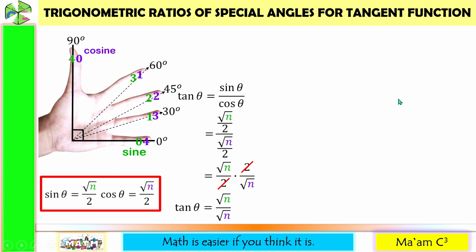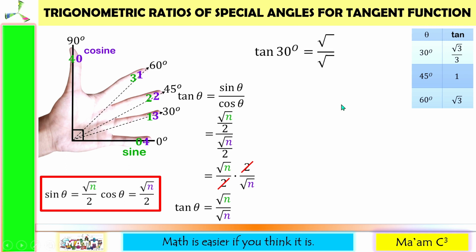Let us recall the table for tangent and let us start with tangent 30 degrees. This is the square root of green n divided by the square root of purple n. So 30 degrees, the green is 1 and the purple is 3. So we have a square root of 1 divided by a square root of 3. Rationalize this, multiply both numerator and denominator by square root of 3. Square root of 1 times square root of 3 is square root of 3, while square root of 3 times square root of 3 is simply 3.